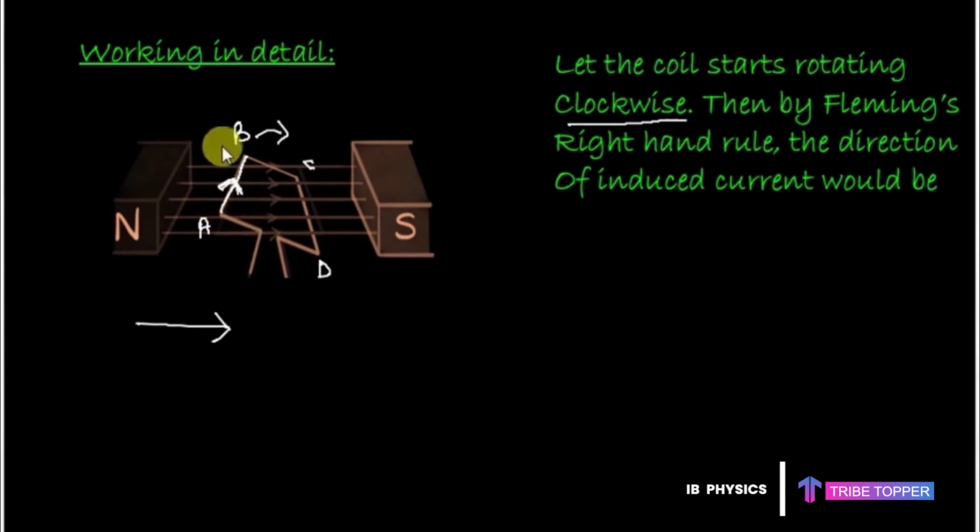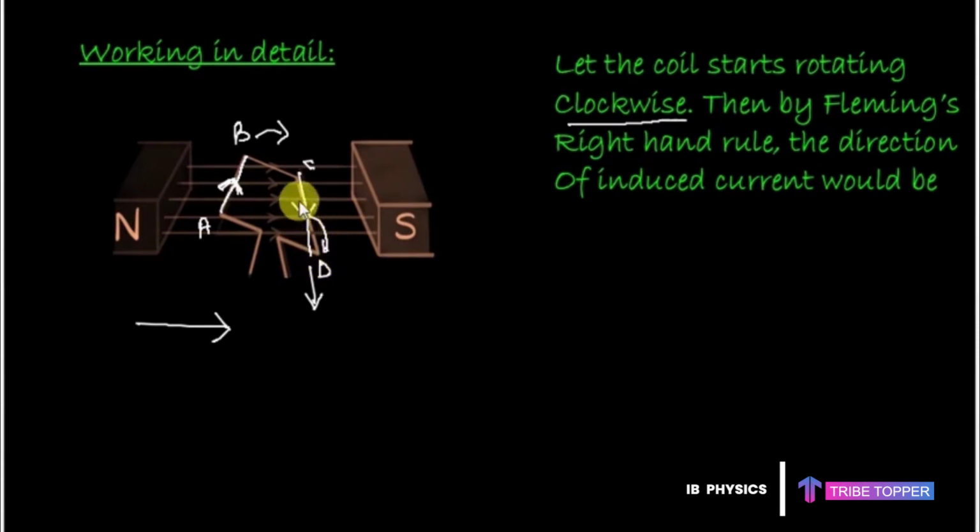And now this side of the coil, arm CD, is going down. That means the force is acting in the downward direction. The magnetic field is still from left to right. So in arm CD, the current will be induced in this direction as marked by the arrows. Now, we have seen that the directions of current in the two arms are opposite.